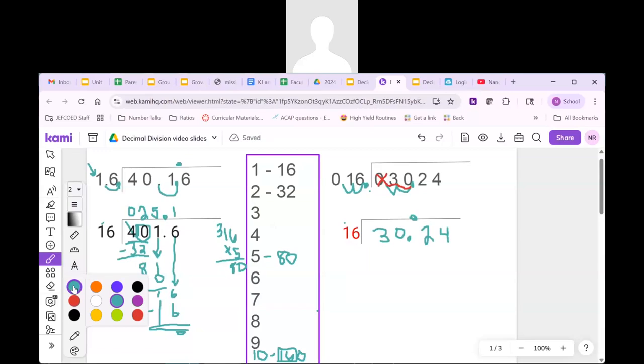Sorry about that 16 being red. So I have 16. I am trying to divide the 3. Can't do it. That's a 0. Then I'm trying to divide the 30. Yes, 30 is larger than 16, so I can definitely get at least one group. Check your fact box. Yes, 32 is too much, so you have to back up to the 16. That is one group. 1 times 16 is 16. That's the multiply step. Now we are subtracting.